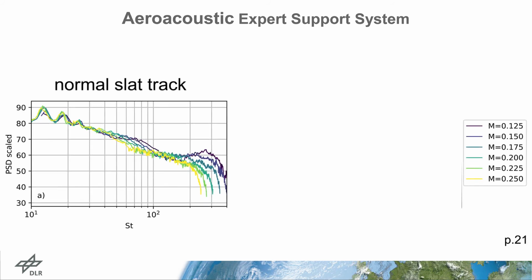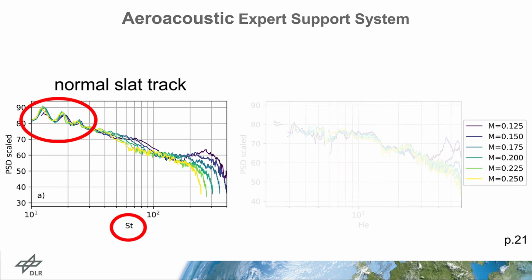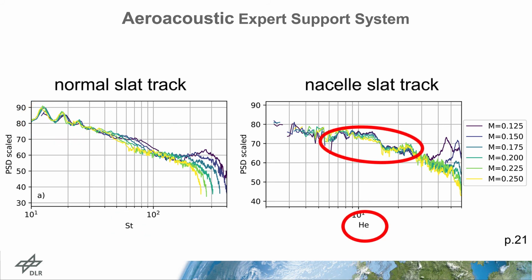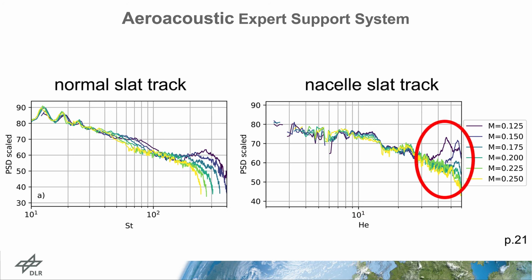This is a pretty normal slat track from this airframe. You have the Strouhal number scaling peaks here. This is one of the nacelle slat tracks. You don't have the peaks, the noise scales over Helmholtz number, and you have this high frequency hump over here. Consequently, this source was not clustered together with the other slat tracks, which is correct.